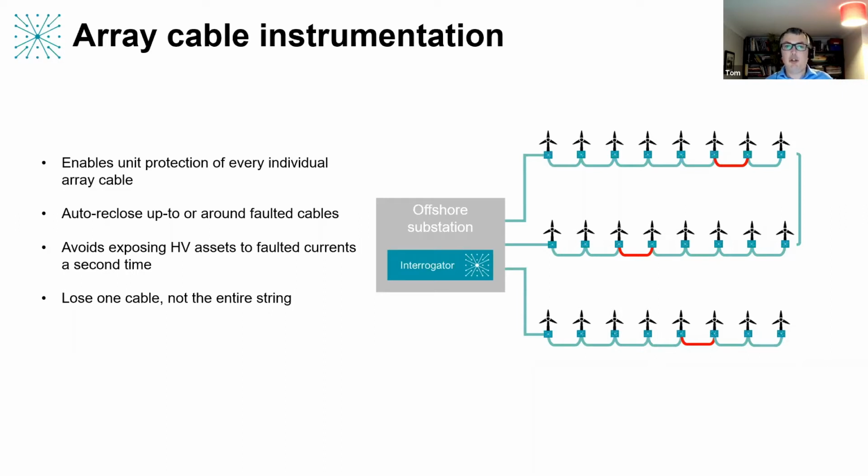So this means you're losing one cable, not the entire string. And a secondary point is that you avoid exposing your HV assets to faulted current for a second time. We know from speaking with some engineers that sometimes when you're trying to identify whereabouts the fault is, it's a requirement for engineers and technicians to actually go out into the turbines and manually turn them off and on again as you're trying to identify the fault. So not only are you having to send out crews, but you're also having to expose assets to this faulted current for a second time.